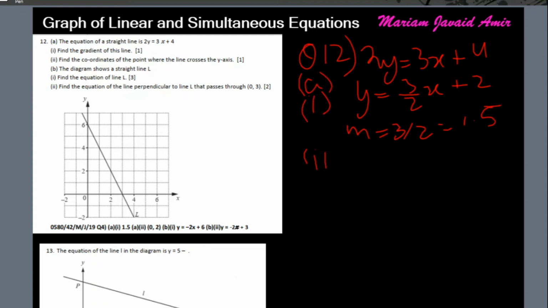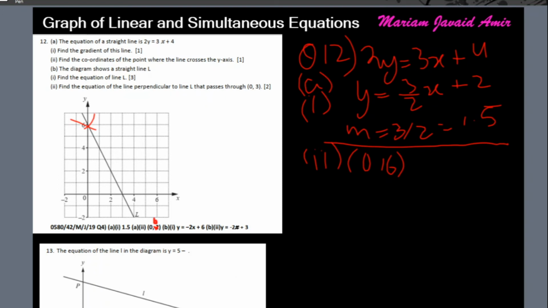Then part 2 is find the coordinates of the point where the line crosses the y-axis. That is this point, which is 0 comma 6 simply. Yes, so find the coordinates of the point where the line crosses the y-axis. As it's 0 comma 6, it's written wrong over here. It's 0 6, not 0 2.